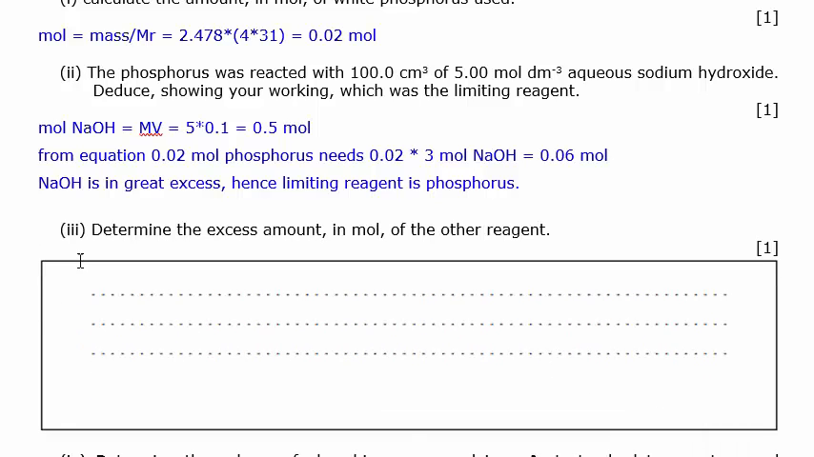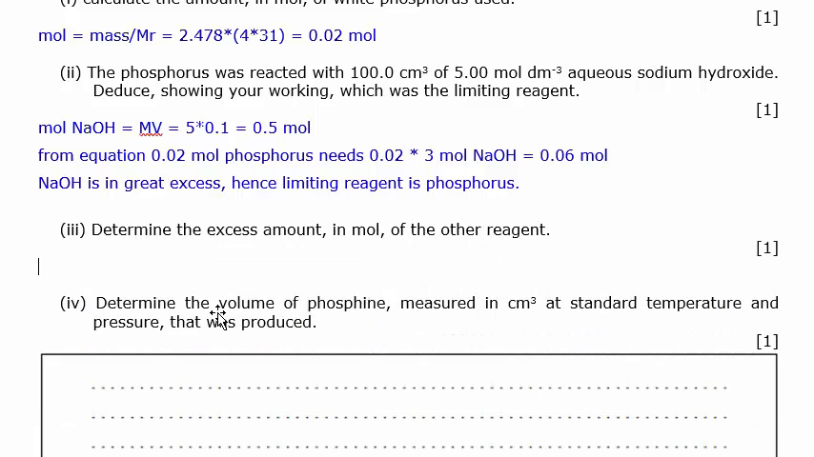Now we have to determine the excess amount of the other reagent. Well, like I said, we've shown how much is needed, 0.06, and we've got 0.5, so the excess is 0.5 minus 0.06, which comes to 0.44 moles. The bit that's left over, if you like. The excess is what's left over after the reaction.